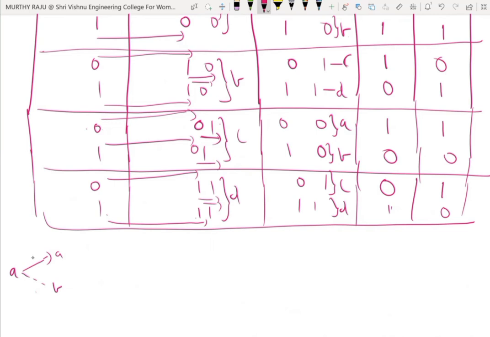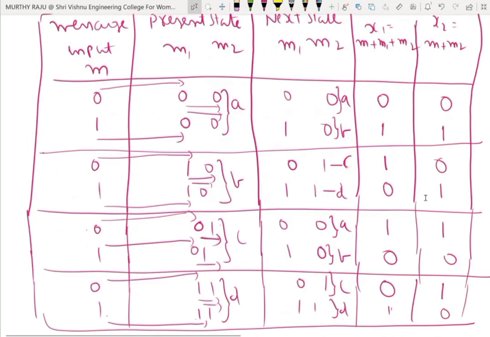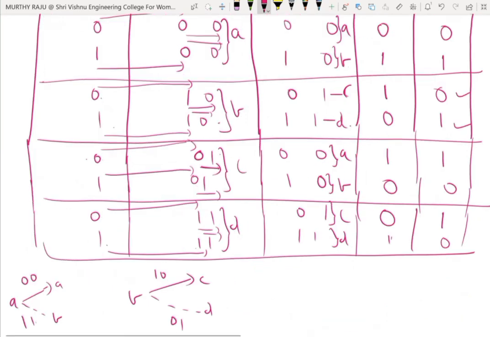Outputs here are 0, 0, 1, 1. From B to C, the input bit is 1. B to D, the input bit is 0. That means dash line. Here it indicates 1, 0. The output is 1, 0, 0, 1. You are in state B. Input bit is 0, goes to state C. You are in state B. Input bit is 1, goes to state D with 0, 1 as the output.